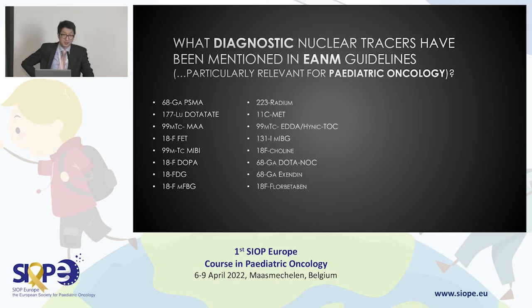So I'm here to talk about diagnostics and therapies. These are commonly available traces in large nuclear medicine centers in Europe. So the question here is, what diagnostic nuclear traces have been mentioned in the EANM guidelines? For those of you who are not familiar, EANM is the European Association of Nuclear Medicine. They've got very informative websites with lots of guidelines, and there are many ones which are particularly relevant for pediatric oncology, in addition to the other ones which are more related to benign pathologies.